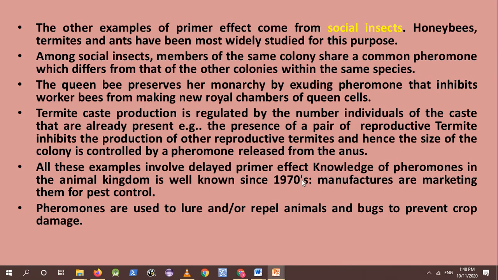Knowledge of pheromones in the animal kingdom is well known since the 1970s. And when knowledge of these pheromones was obtained, manufacturers started marketing them for pest control, and these pheromones are also used to attract or to repel animals and bugs to prevent crop damage. So this is a very important use of insect pheromones.